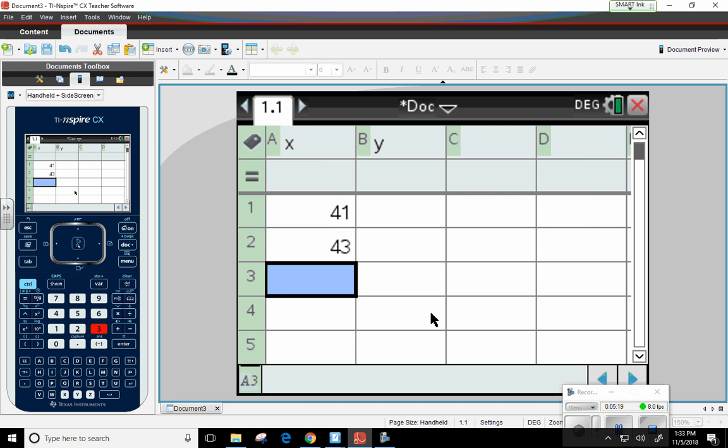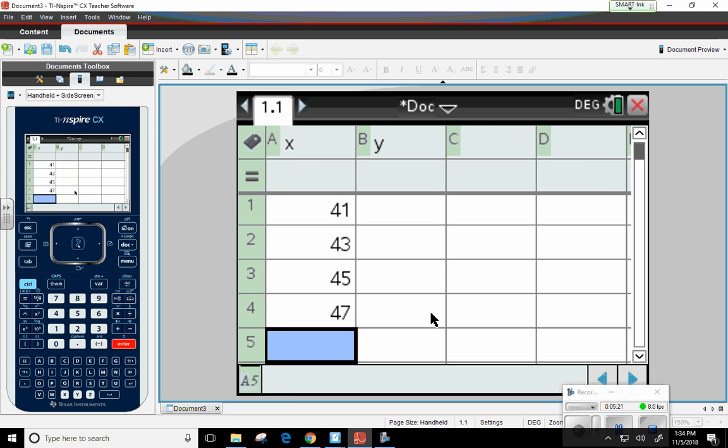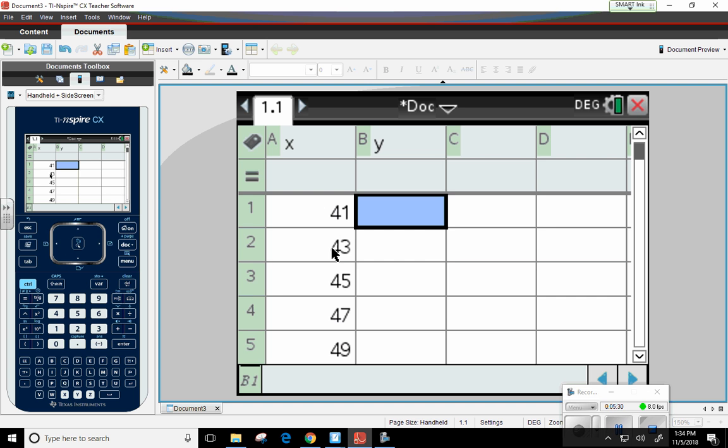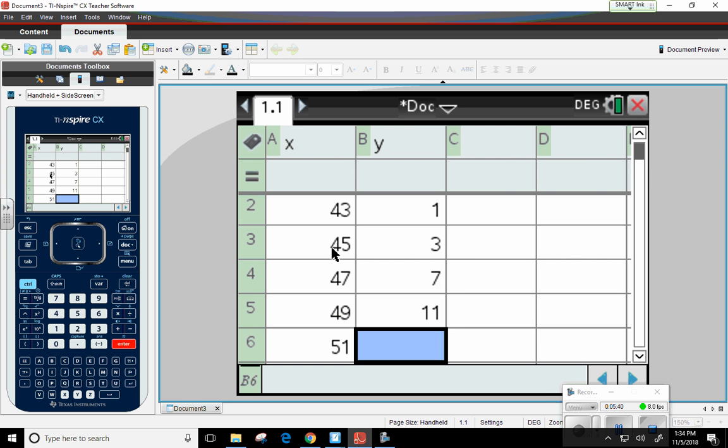41, 43, 45, 47, 49. Then we got 51 and finally 53. Control 7 gets me right back to the top. And then we don't know what the elements are, but I know I have 1 between 40 and 42. 1 in the second interval, 3, 7, 11. We got 5 and 2.